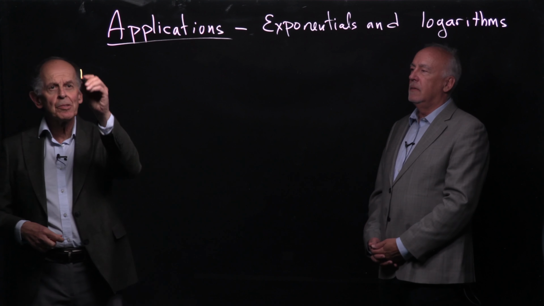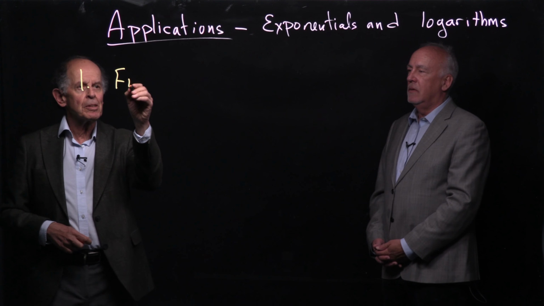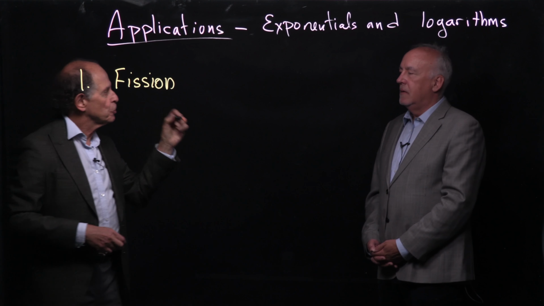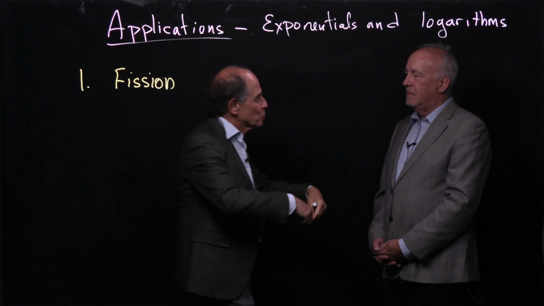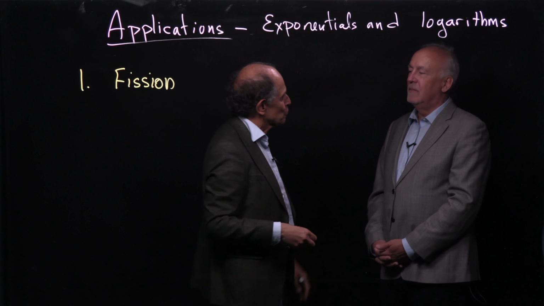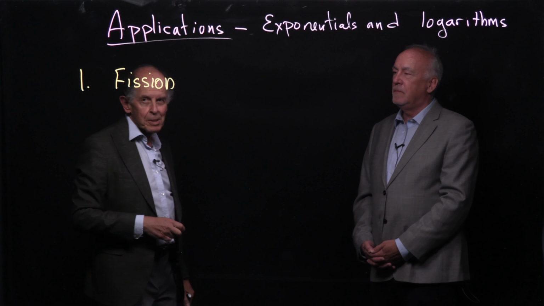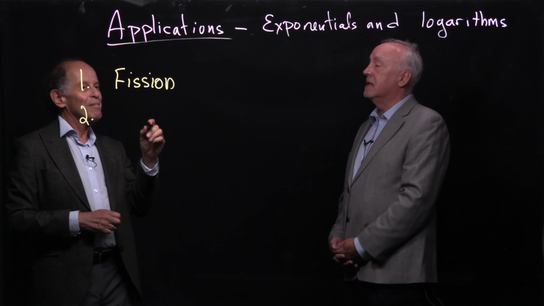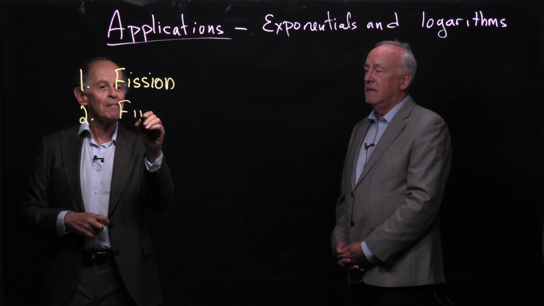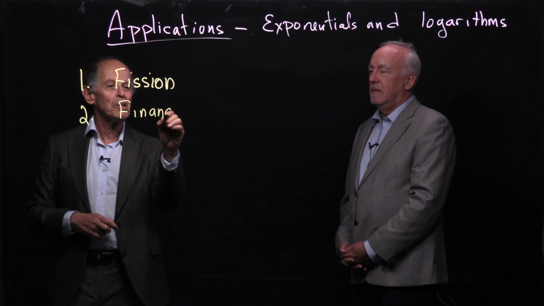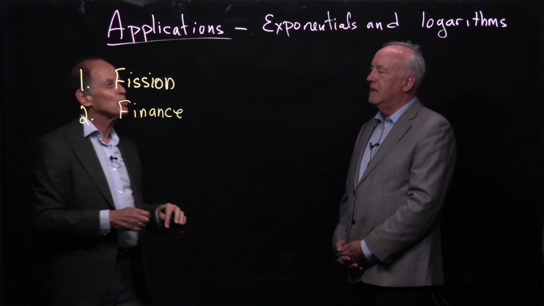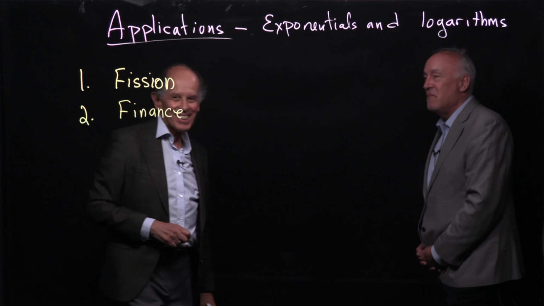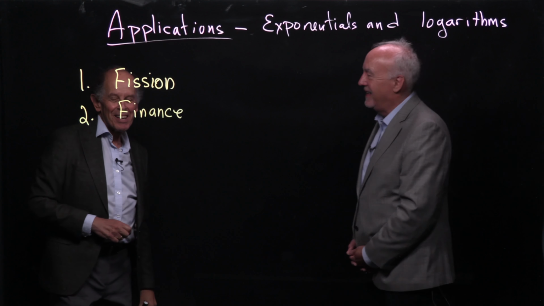So one is nuclear fission. So like the nuclear bombs. Yeah, the neutron bonks two neutrons, which bonk four, and the whole thing explodes in a rapid reaction. How about another one? Finance. We were talking about the world's first trillionaire. How did he do that? Exponentials and logs. Mostly exponentials for him.